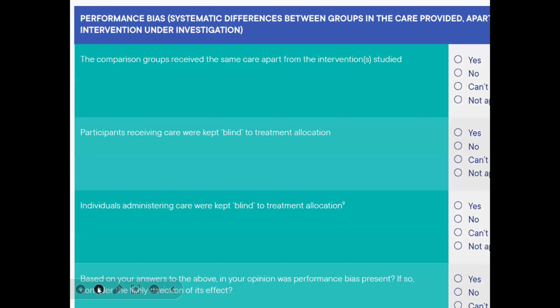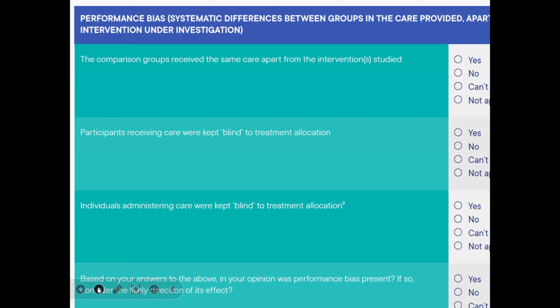Next, performance bias. How does performance bias affect? What are the components of this? The comparison group received the same care apart from the intervention studied, because here the whole protocol was the same: frozen embryo, blastocyst, and blastocyst quality was also selected. And so all medicines, etc., were also uniform. So the care plan was the same for both the groups.